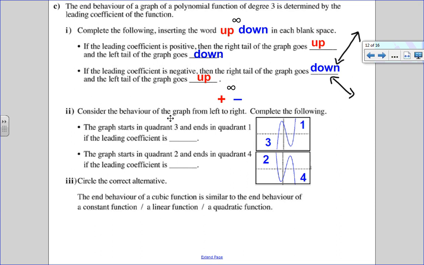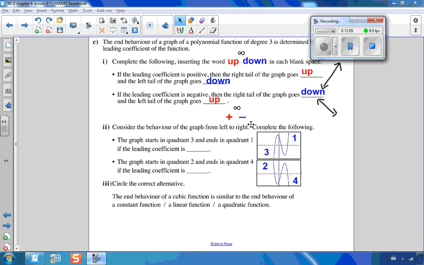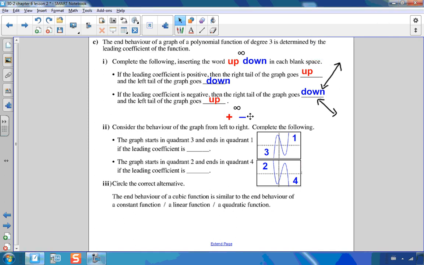Okay, let's talk about the behavior of the graph from left to right. So looking at this graph here, let's look at the end behavior. If a graph starts in quadrant 3 and ends in quadrant 1 like this, then I know that the leading coefficient is going to be positive because it's like a positive sloping line. If the graph starts in quadrant 2 and ends in quadrant 4, it's kind of like a negative sloping line, then I know that the leading coefficient is negative.